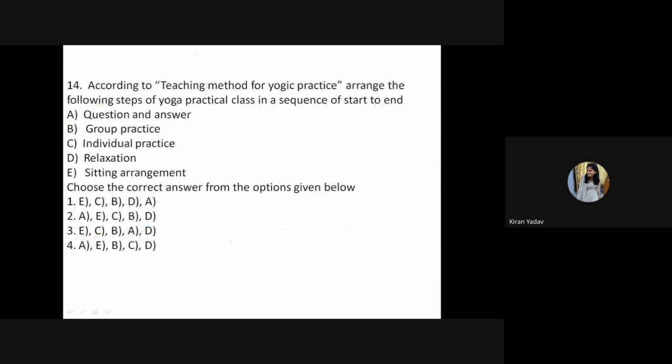Next question is, according to teaching method of yogic practice, arrange the following steps of yoga practical class in a sequence of start to end. Arrange these: A. Question and answer. B. Group practice. C. Individual practice. D. Relaxation. E. Sitting arrangement. Arrange these. Ma'am, third. Third. Okay. Third, madam.